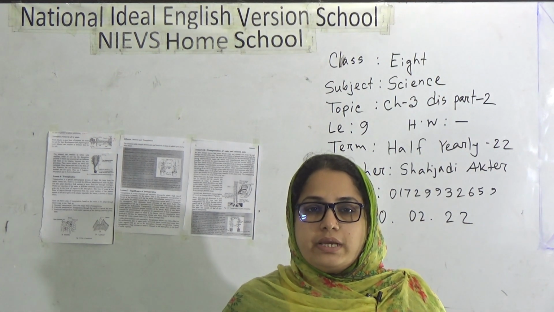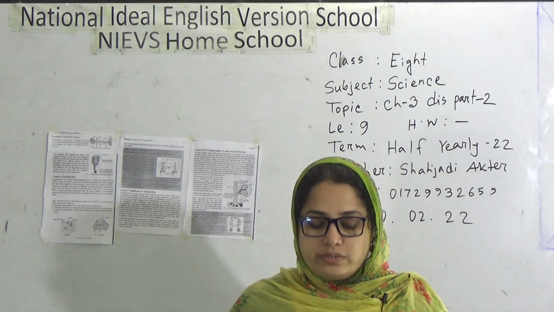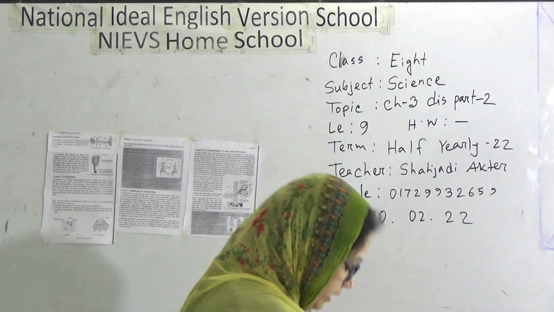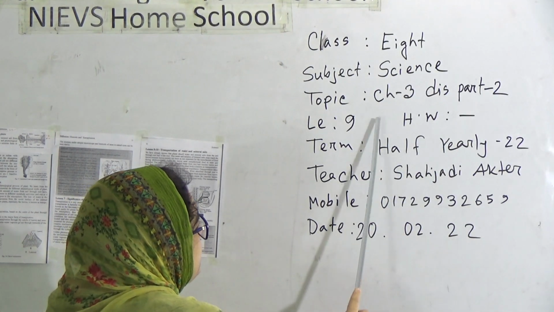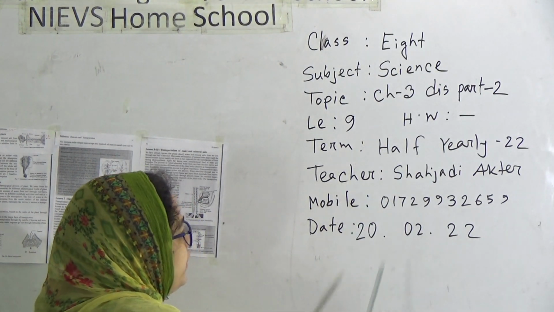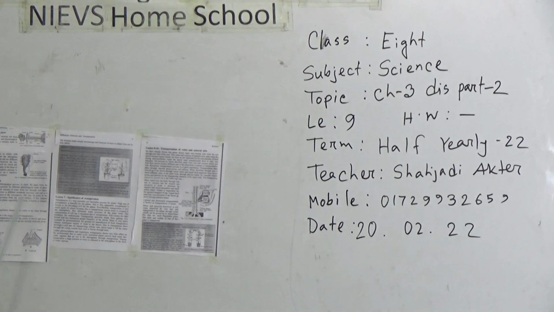Today I am going to take a science class for class 8 students. My dear students, our today's topic is chapter 3 discussion part 2, our today's lecture number 9. My dear students, let's start our class. This is chapter 3, diffusion, osmosis and transpiration.